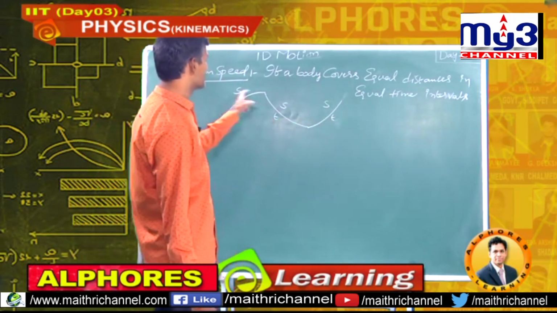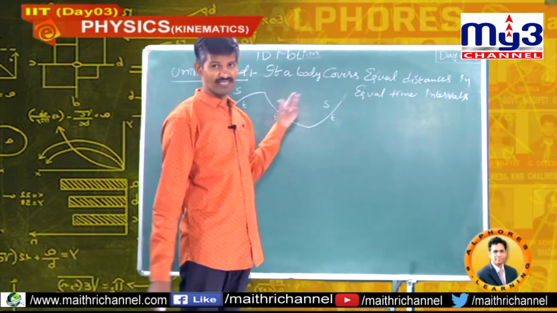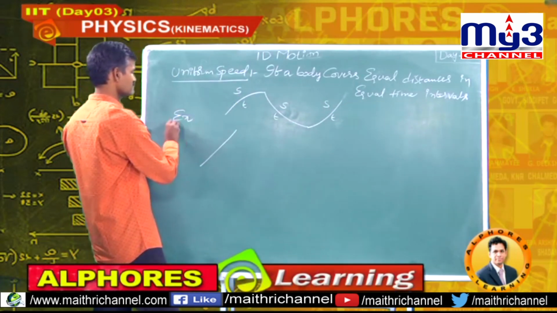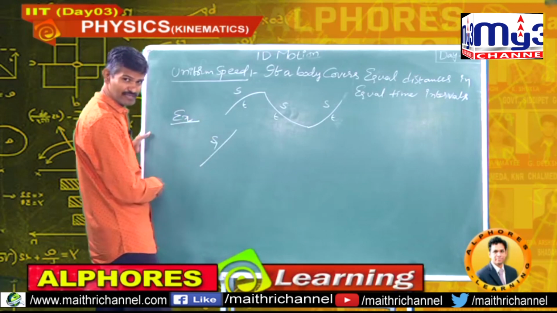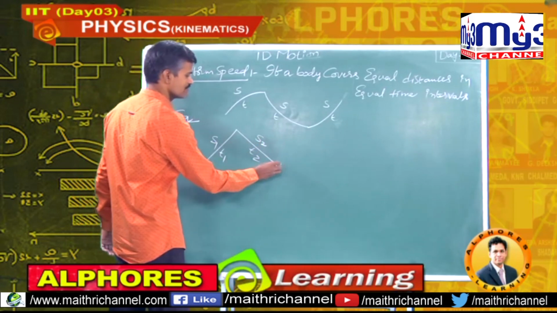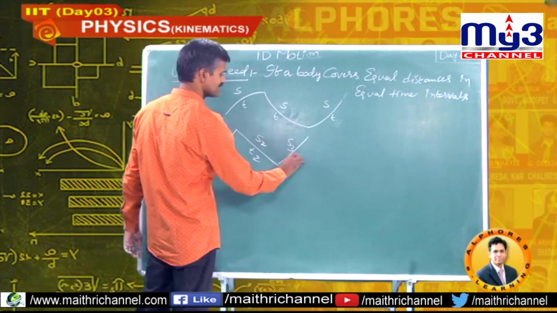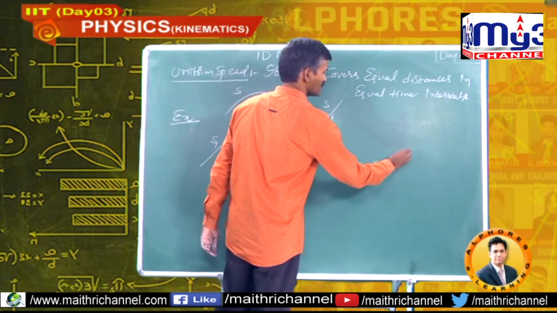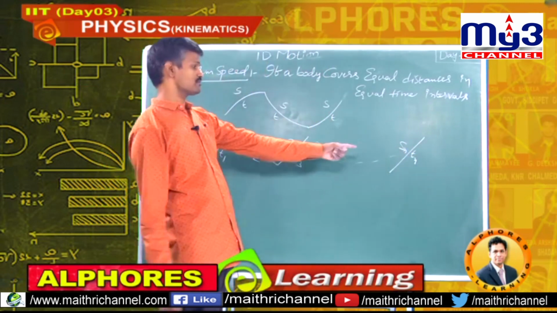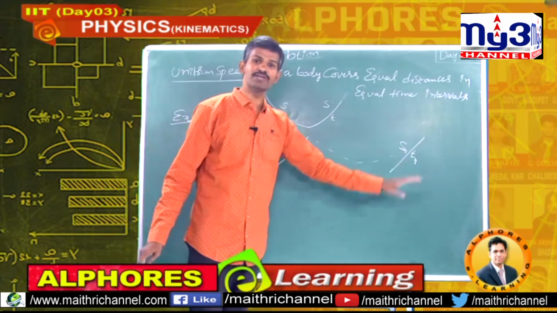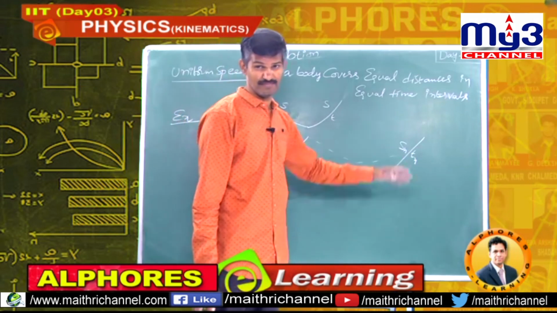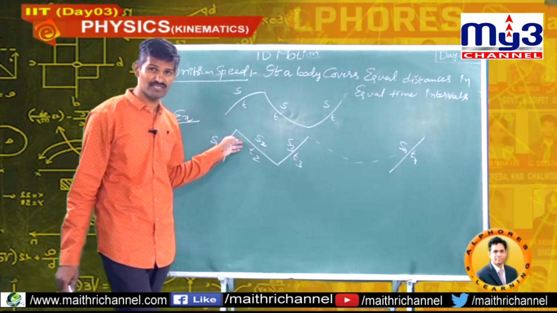What happens if the distances are different and the time intervals are different? Suppose I consider this example. A body travels some distance s1 in time t1, s2 in time t2, s3 in time t3, and so on, sn in time tn. If the body covers this whole journey with a uniform speed, then what is the condition that all these distances and times must satisfy?